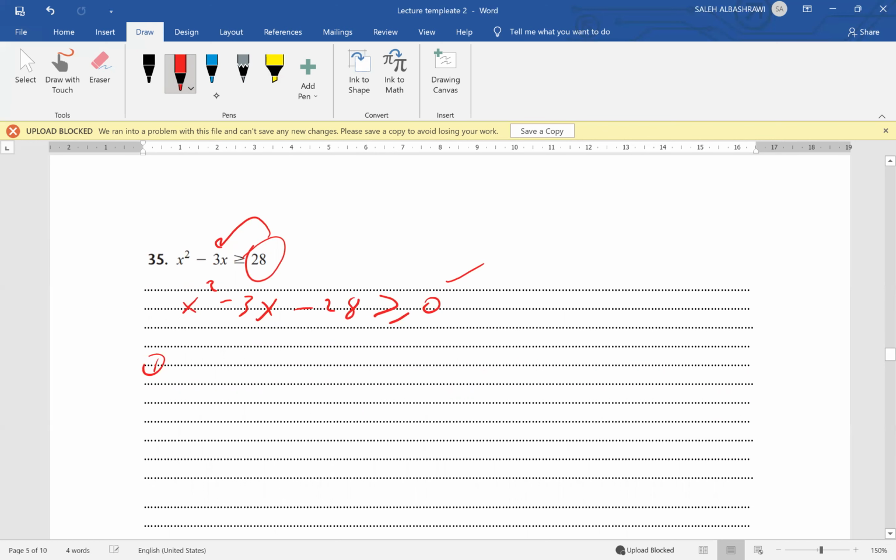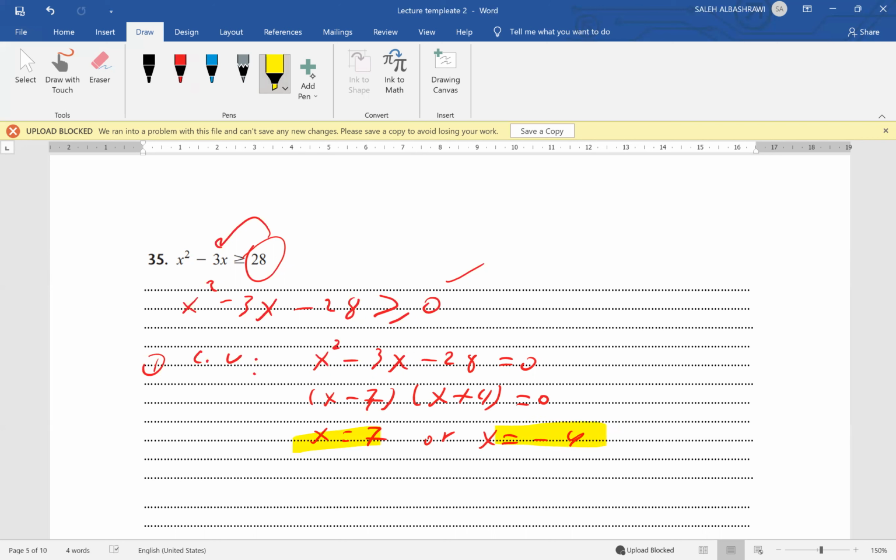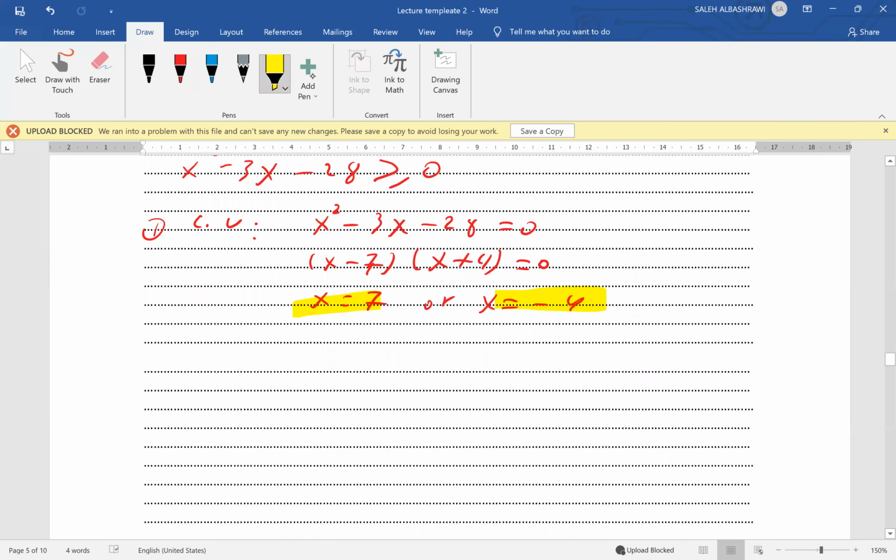Step number 1. Critical values of x squared minus 3x minus 28 equal to 0. This can be done by factoring, which is (x minus 7) and (x plus 4) equal to 0. So either x will be equal to 7 or x equal to minus 4. So these are the critical values, minus 4 and 7. So the second step, step number 2, we need to take the sign.